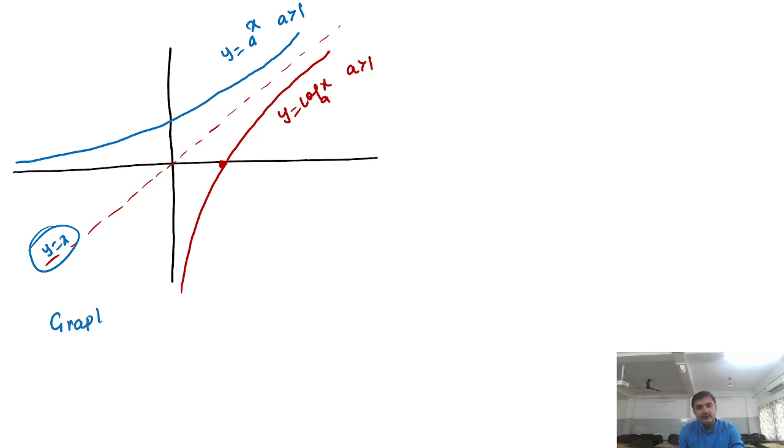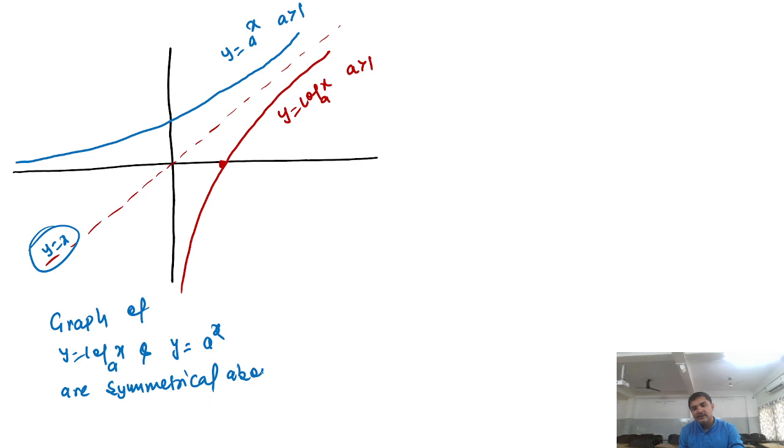Graphs of y equal to log x base a and y equal to a power x are symmetrical about the y is equal to x line. For the time being you may not know, but if graphs are symmetrical about the y equal to x line, we call both the functions inverse of each other, right? That means here you can write, so both are inverse of each other.